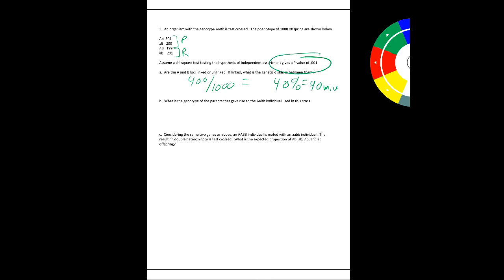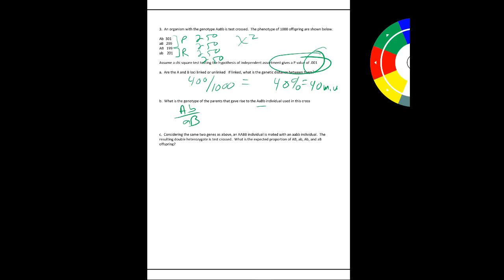So this is just saying that we are rejecting the hypothesis that there's independent assortment. If we've got 1,000, we would expect independent assortment to be 250, 250, 250, 250. And then if we do a chi-square on this, we get this p-value, and so we reject that it's 250, 250, 250, 250. So what's the genotype of the parents that gave rise to this heterozygous individual? Well, the parents were in repulsion. So that's their genotype.